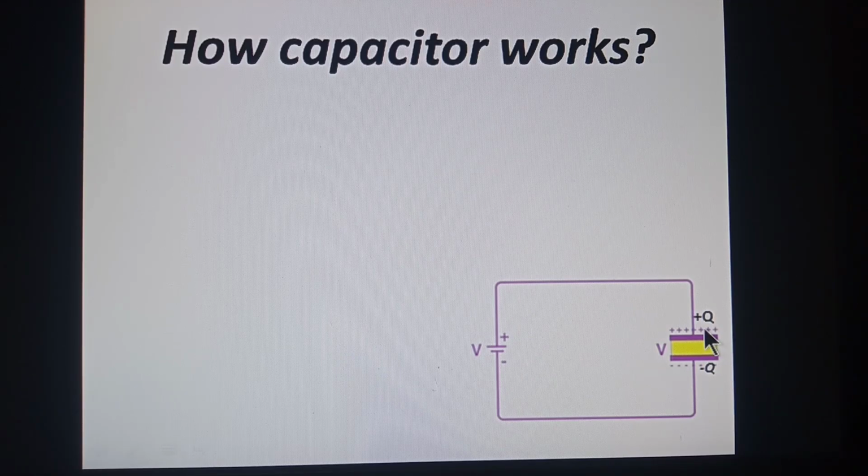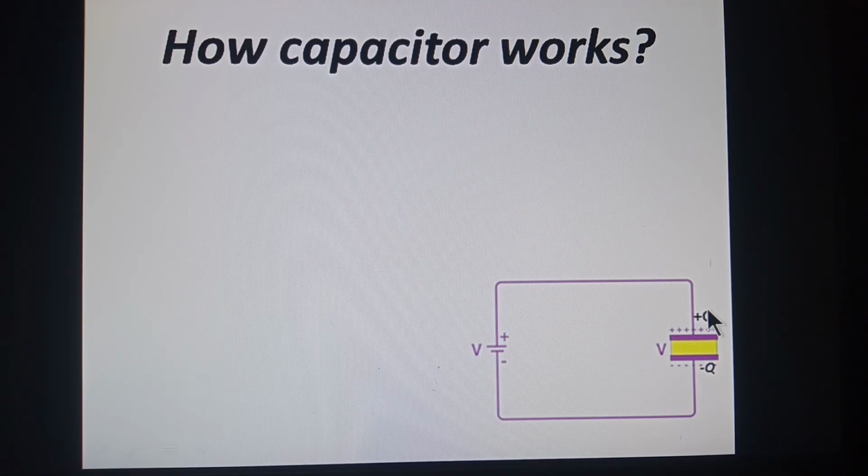When the plates of the capacitor are joined with a voltage source or battery, then the charge flows from battery to the plates of capacitor. Since there is dielectric, means insulating material, charge cannot pass through it. As a result, the charge from the battery starts to accumulate on the plates.